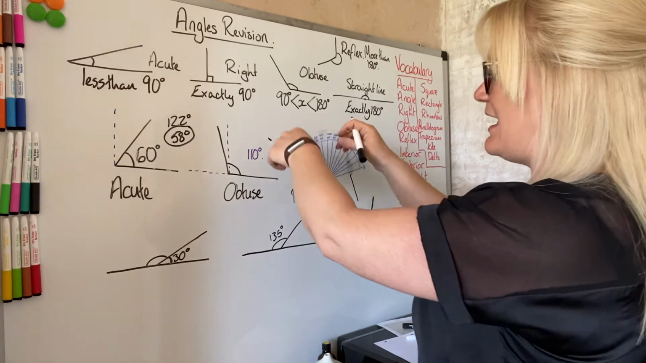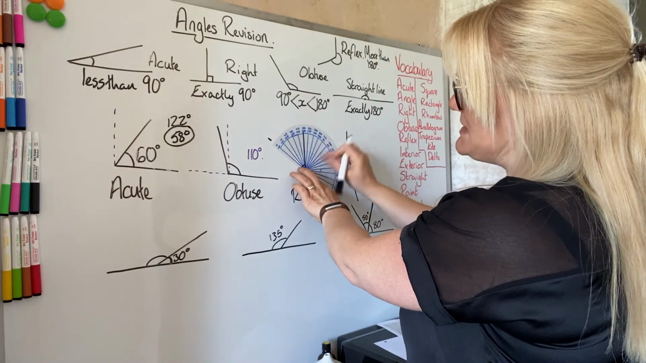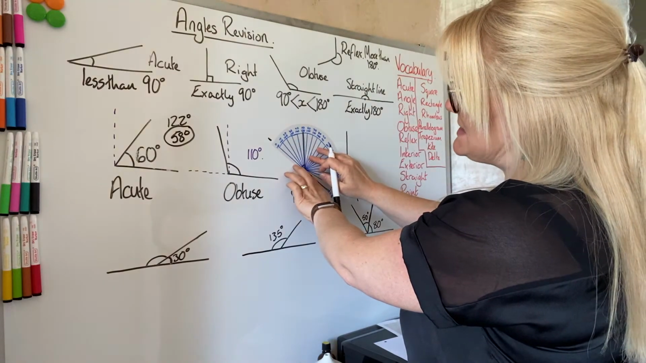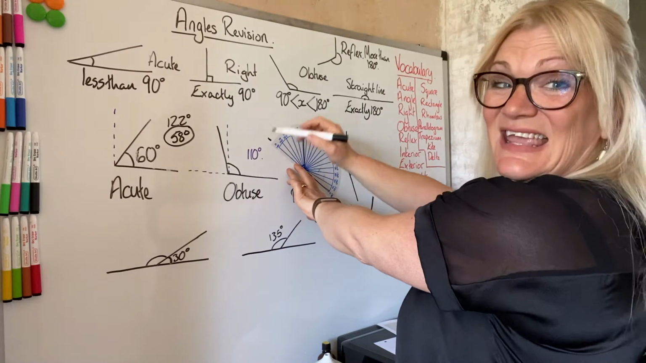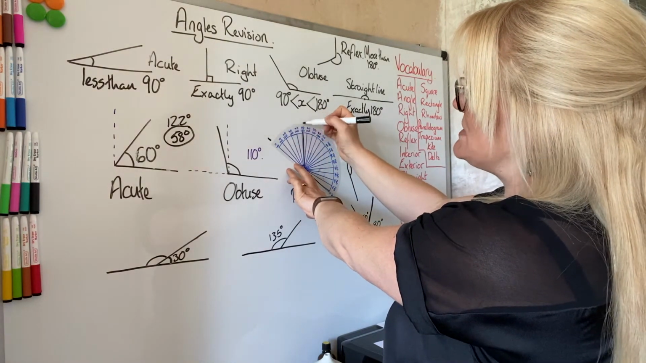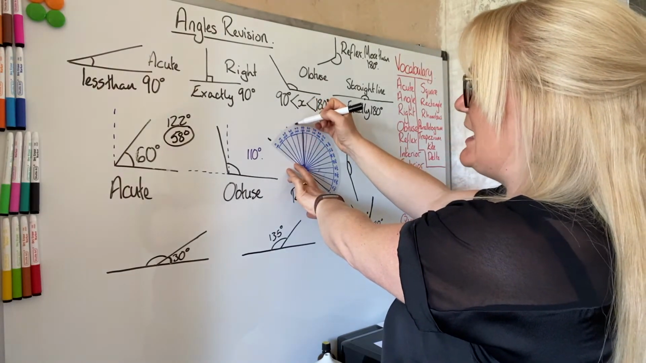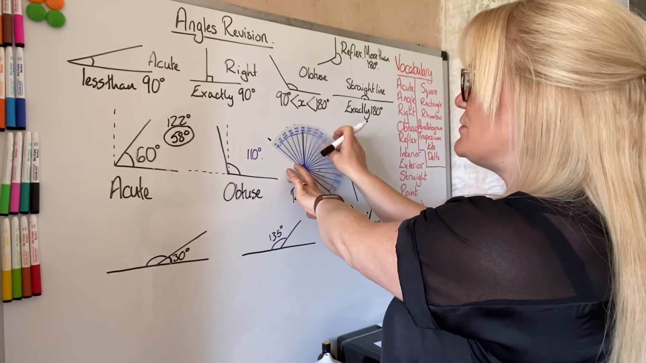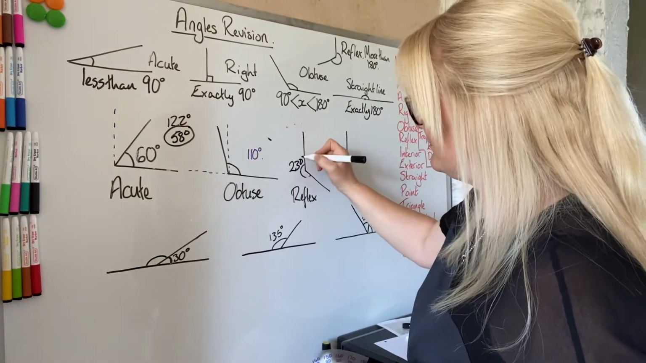What I have to do next is move my protractor and put it back on the dot, but this time with my mark on the 180, and I have to carry on counting. So I've got another 10, 20, 30, 40, 50, so that's 190, 200, 210, 220, 230 degrees.